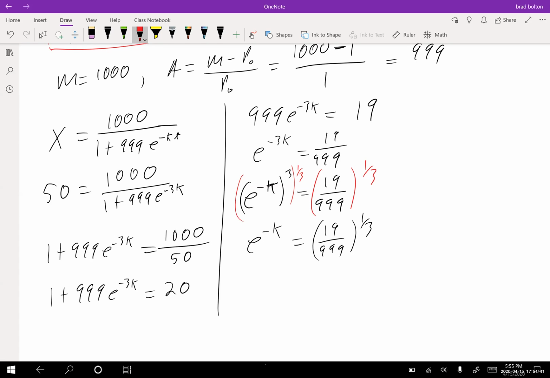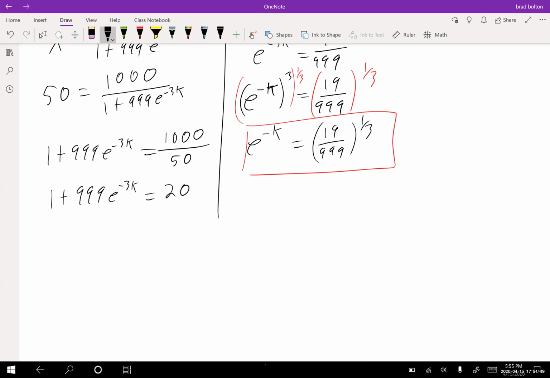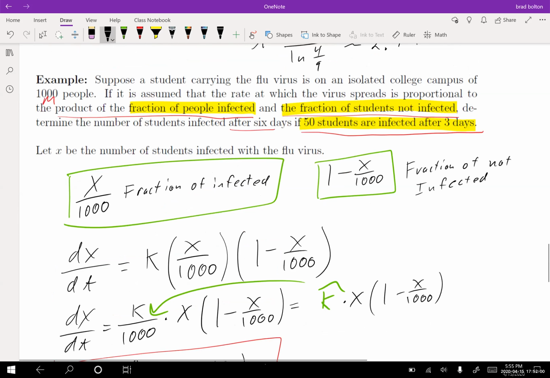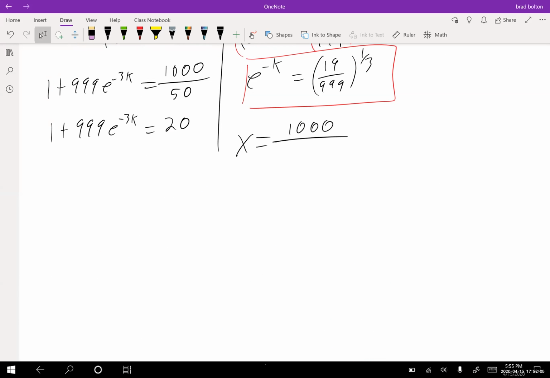So we now have our e to the negative k. So now what we need to do, it's going to be quite ugly, is go back to x equals 1,000. The number of people infected will be x, right? So I'm going way back up here, and it says let x be the number of students infected with the flu virus. So how many people are going to be infected with the flu virus? Let's see here. It says determine the number of students infected after 6 days.